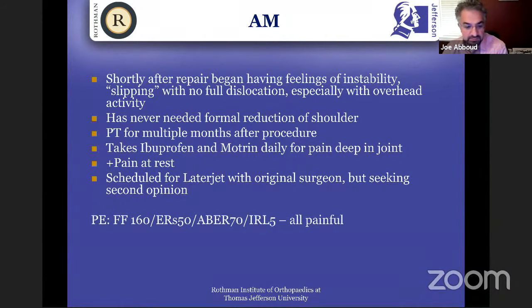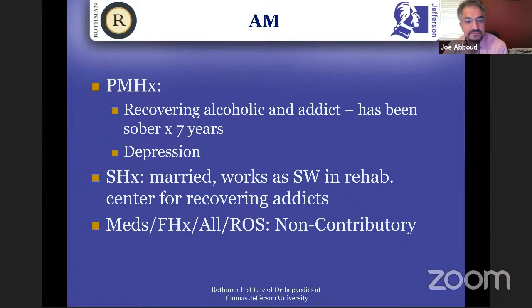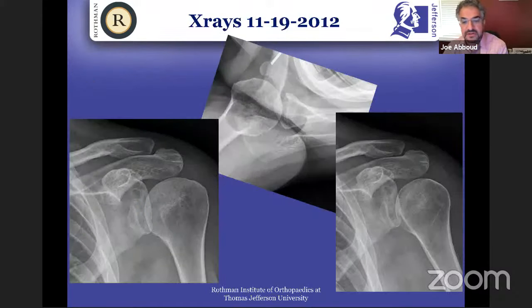Her range wasn't terrible, and she had some apprehension, and her rotator cuff was intact. She's a recovering alcoholic, but she's been sober 7 years, has depression. And then these are her x-rays. So these are her x-rays when I see her.